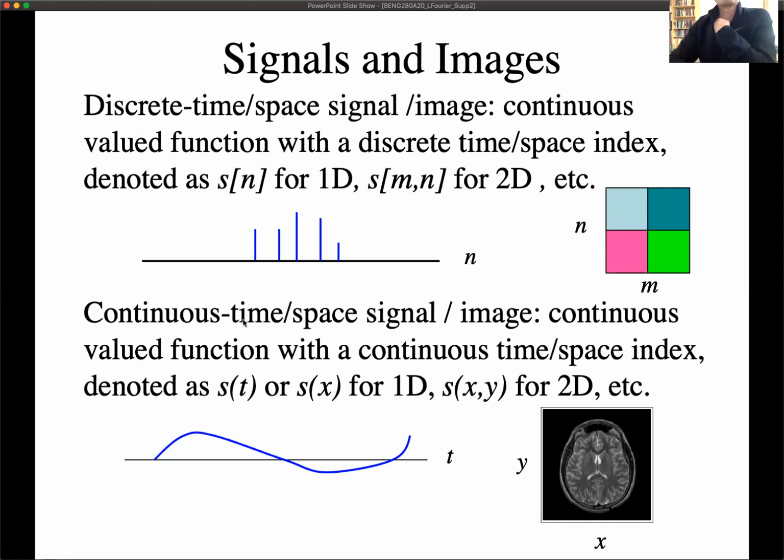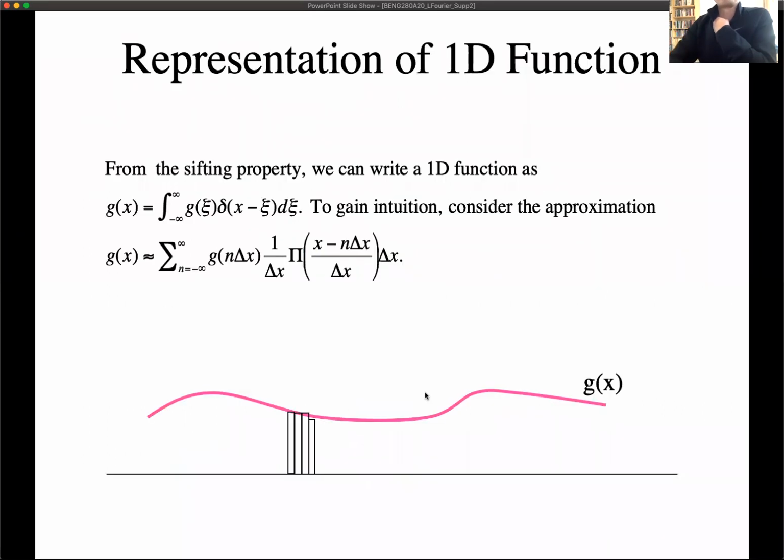So we talked about how we could have a 1D signal in discrete time here, or else we have continuous time signals. The main thing from last time was that we said we could represent any signal, in this case a 1D signal, as a sum of delta functions, like so.